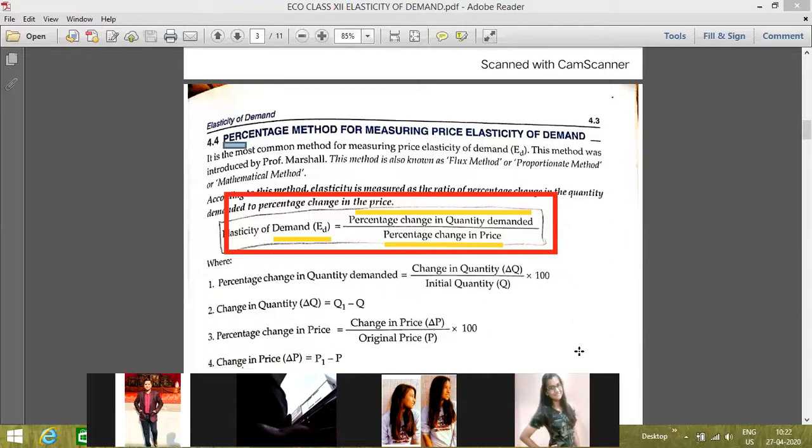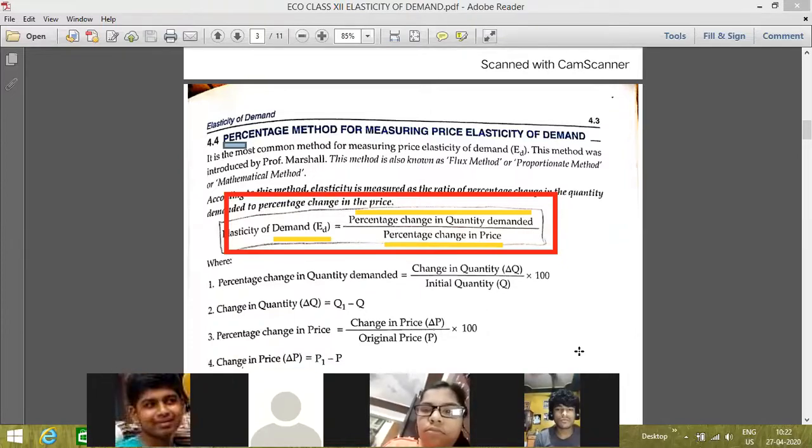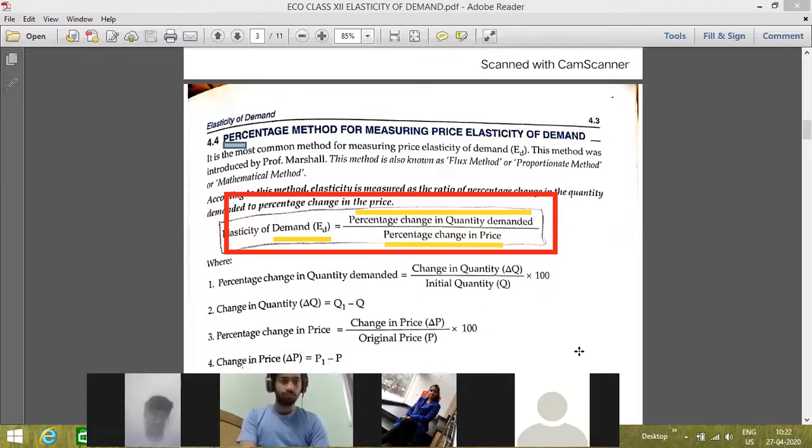Yani ki agar kisi cheez ka percentage nahi diya hua, how can I calculate? I can calculate by change upon original into 100, that is change in quantity upon original quantity into 100. For example, the question will specify that earlier the quantity demanded was 100 units, now quantity demanded is 120 units. Tell me the change in demand. Change kitna hua? 20 units divided by original 100 units multiplied by 100. I hope this is clear to all. Percentage change in quantity demanded can easily be calculated by change in quantity upon original quantity into 100.